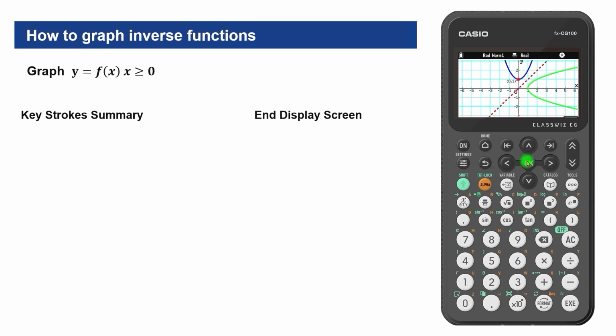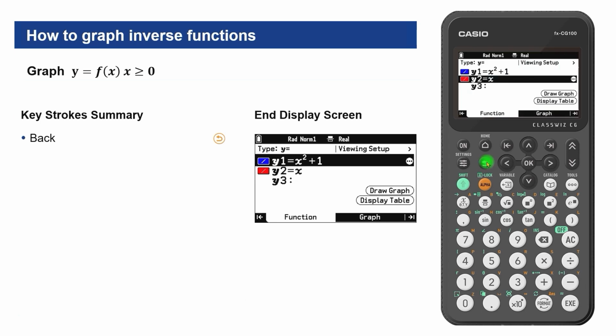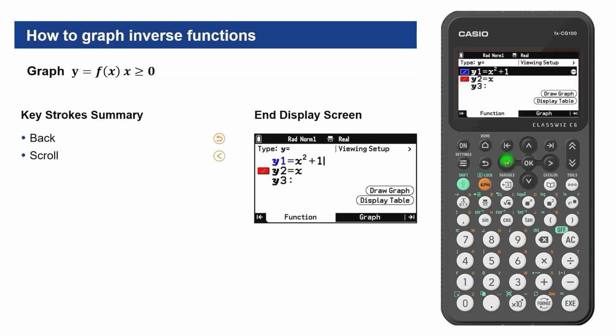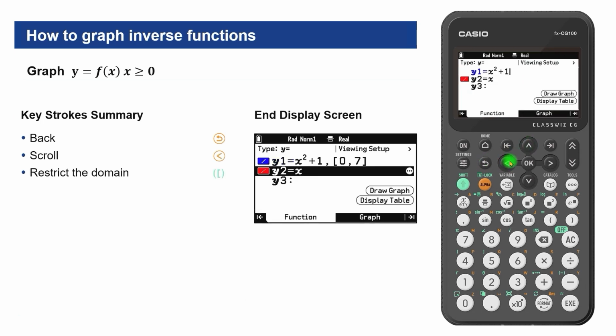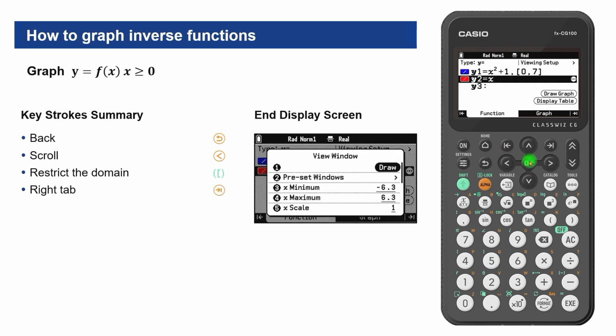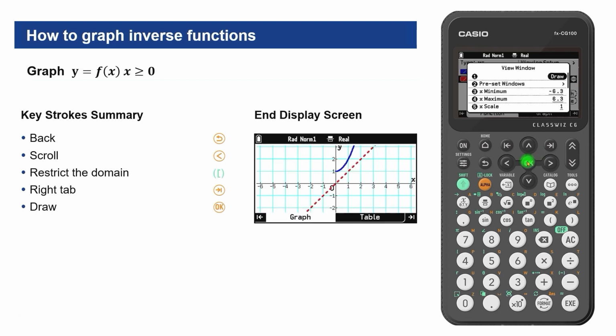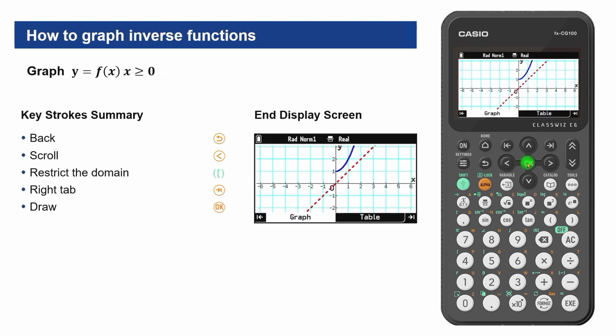As only one-to-one mappings have inverses, it is necessary to restrict the domain of the quadratic. Return to the Function tab and scroll to edit y1. To restrict the domain, end the function with a comma. Then, press Shift first to open square brackets as the secondary function of 4. Enter a suitable domain, starting with the minimum point found earlier. Then draw. This is now a one-to-one mapping.